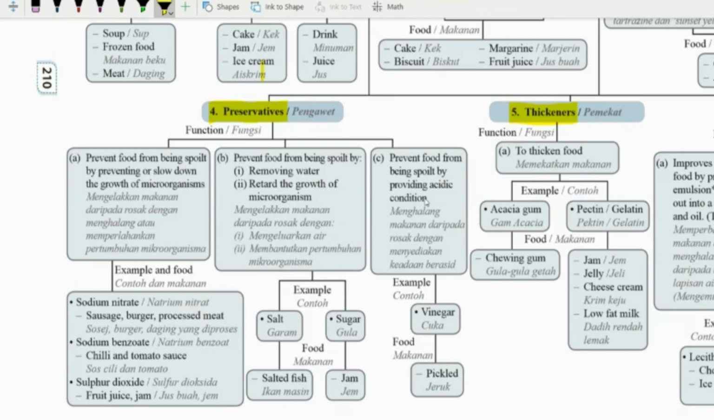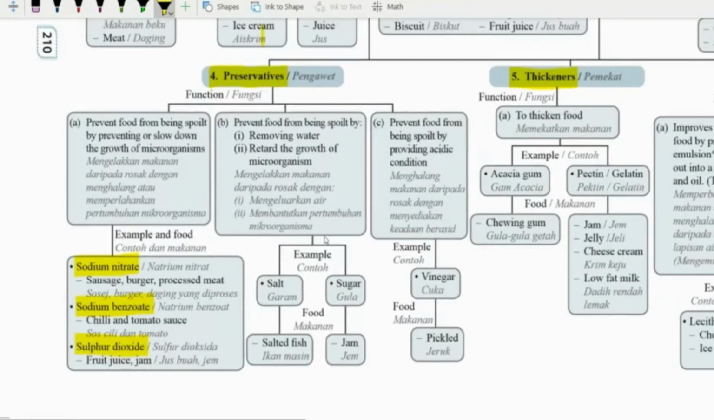Okay, so this first type prevents or slows down the growth of microorganisms. For example, sodium nitrate, sodium benzoate, sulfur dioxide, all these are preservatives.